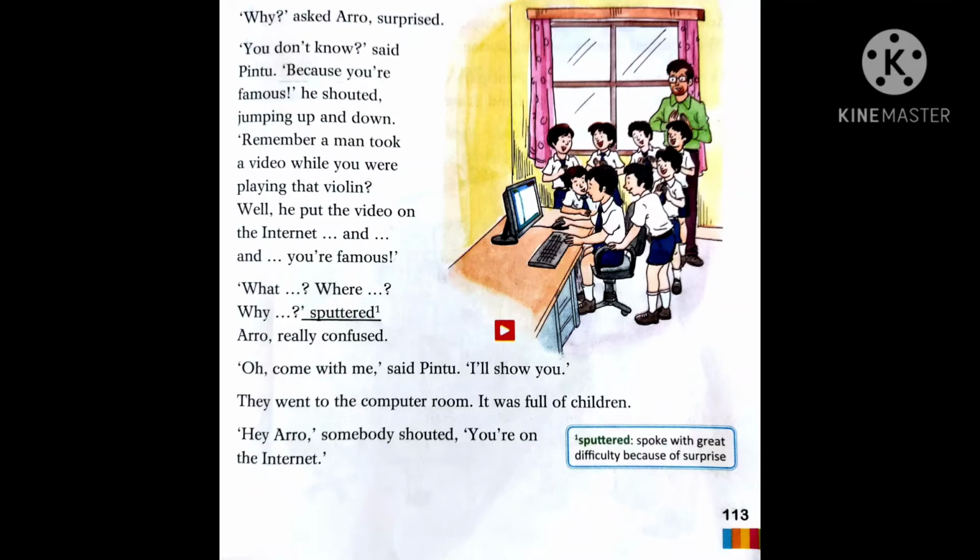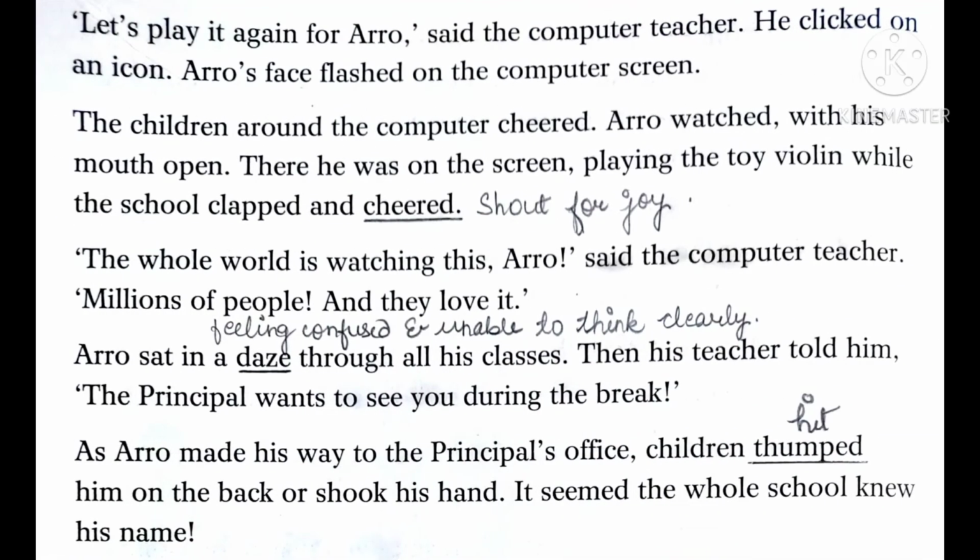So students, Pintu took Arrow to the computer room of their school, and when they reached there, the computer room was already filled with lots of children. Lots of students were already present there, and on seeing Arrow, somebody shouted, "Hey Arrow, you are on the internet." So students, can you imagine the happiness of Arrow? Let's read further to know what happened next.